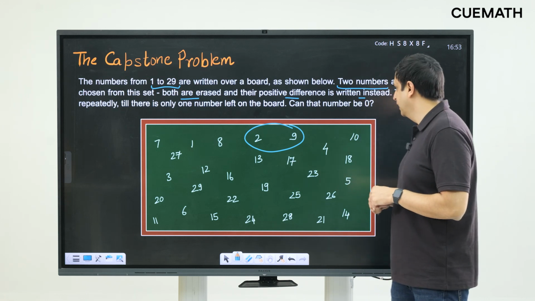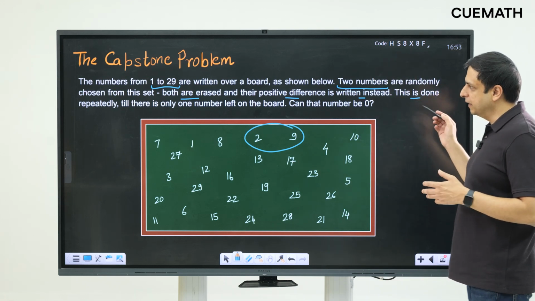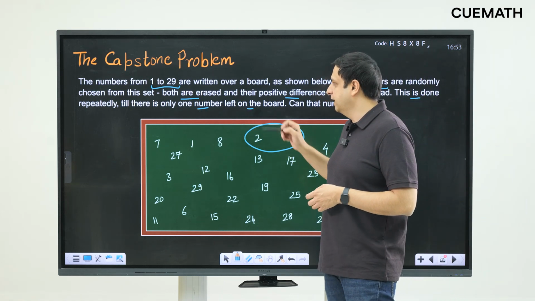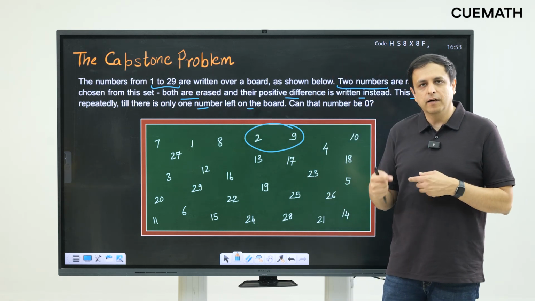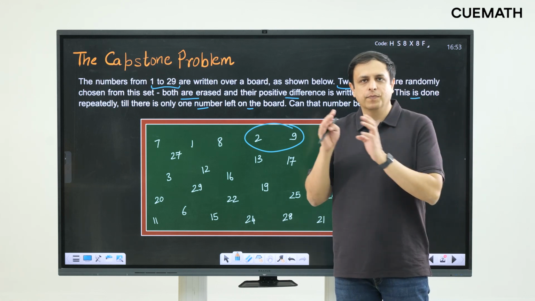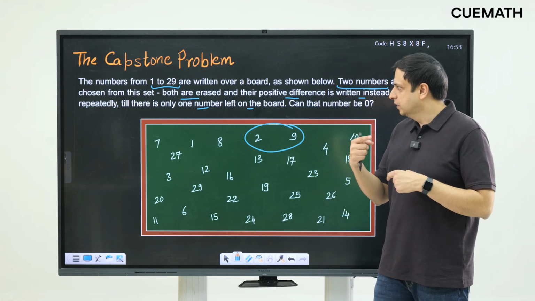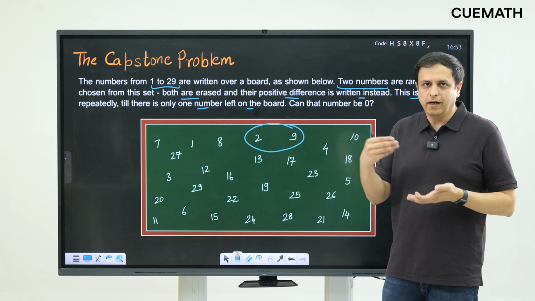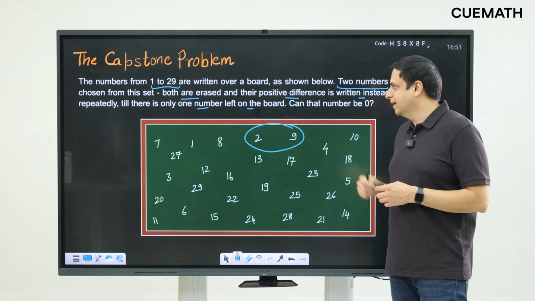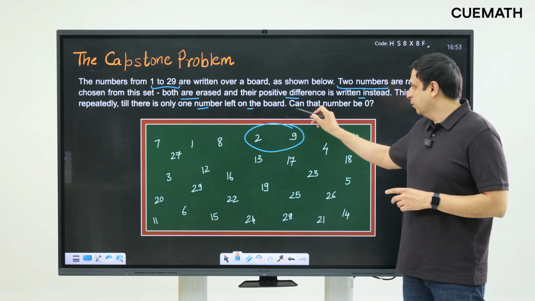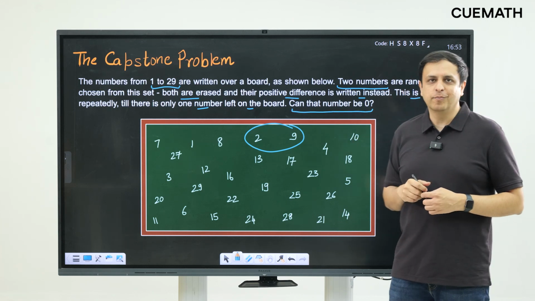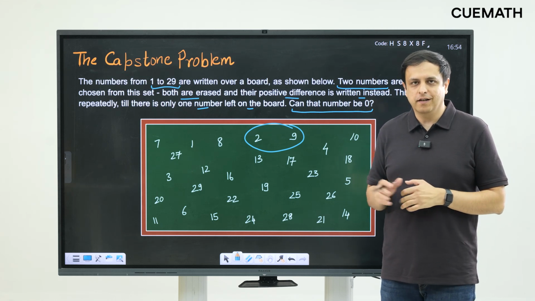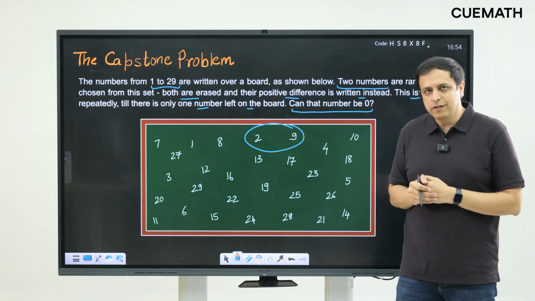instead on the board. And this is done repeatedly. This is done repeatedly till there is only one number left on the board. So, this step is done repeatedly. Take two numbers, replace them with the positive difference. So, at every step, the number of numbers on the board decreases by 1, and obviously ultimately there should be just one number left on the board. And the question says, can that number be 0? And that is the capstone problem of this masterclass that we will solve at the end of this video.